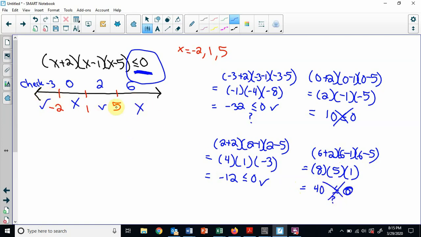So where do I have less than or equal to 0? Right here and right here. Okay, so let's write the intervals. I know I'm going from negative infinity. If you were to trace this from left to right, I see check marks or shading from negative infinity up to negative 2, and then again from 1 to 5.